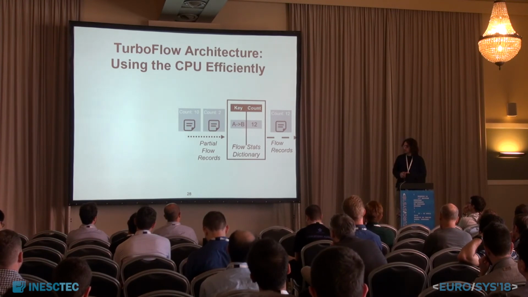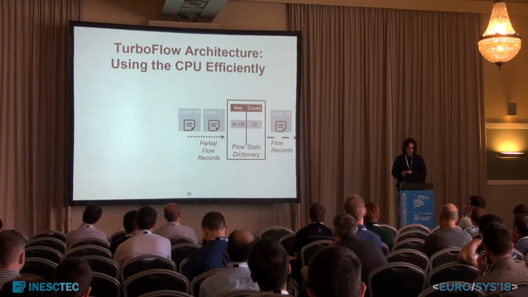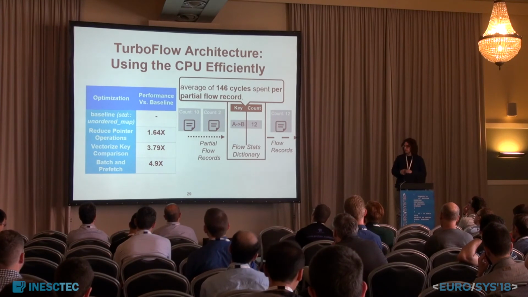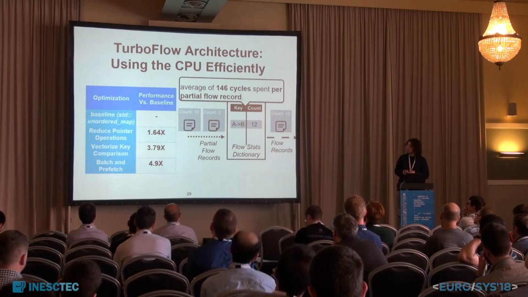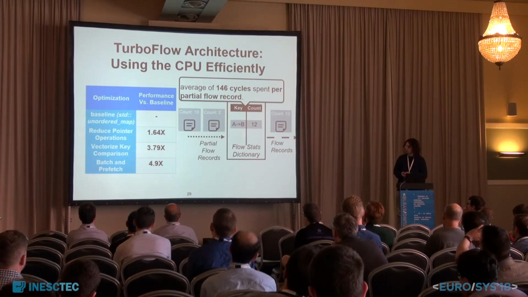This is much different than a router or a switch that has a lookup table that does not change very often. So what we did was we started with a clean slate, a reasonably efficient implementation using the C++ standard library's unordered map. And then we looked for ways to optimize it, finding what the bottlenecks were.